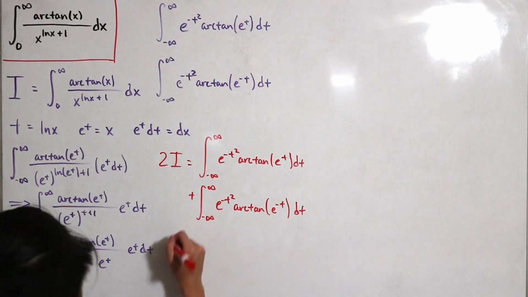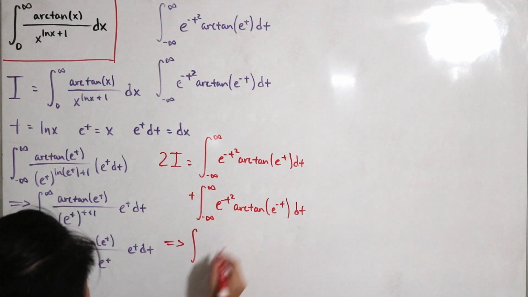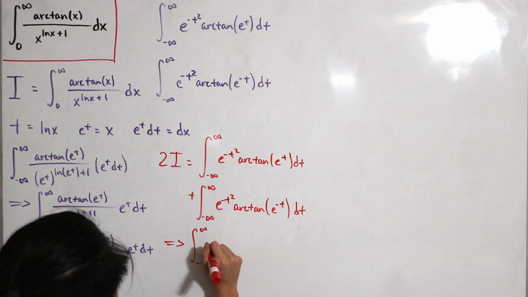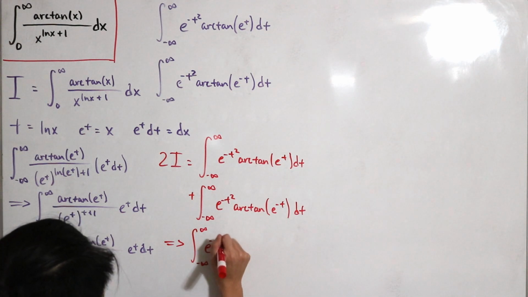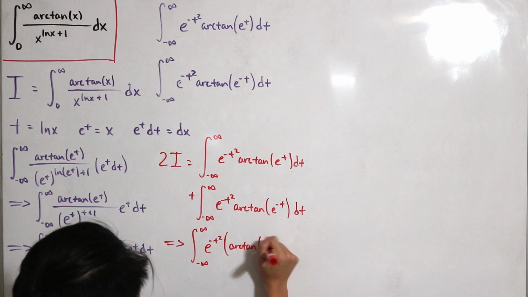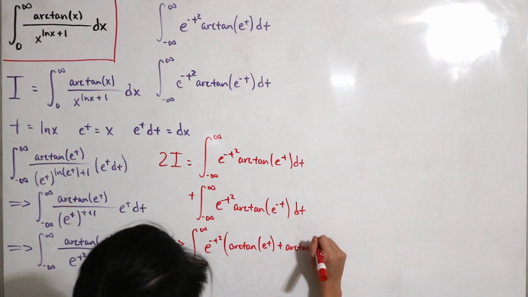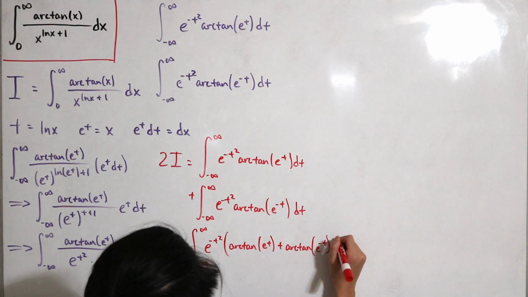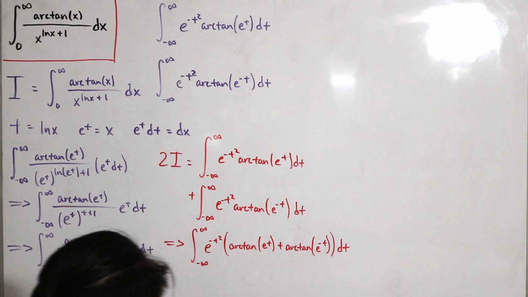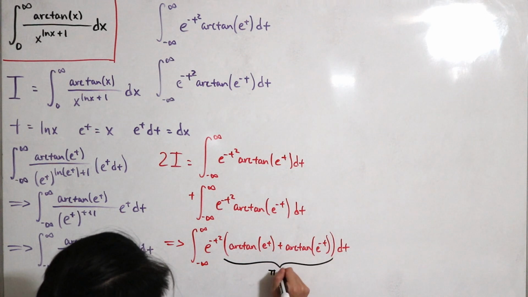And now we add these two together. Using the properties of linearity, I can factor out the e to the negative t squared to both sides. So we have e to the negative t squared, multiplied with arctan of e to the t, and then we add this with arctan of e to the negative t, and then dt. And we know from this computation that this is actually going to equal pi over 2.